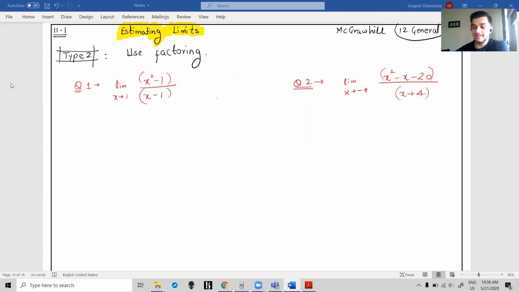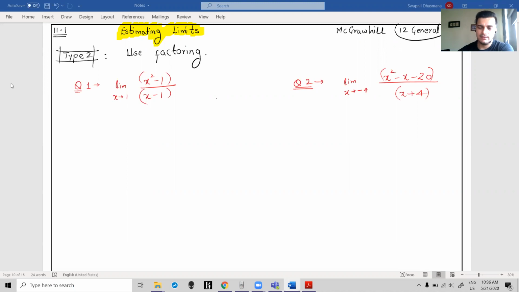As promised, this is the second video, type 2 of estimating limits. We are still trying to find out the value of the function when x goes to a certain value, when it tends to a certain value. What happens to the value of the function? That's what we are trying to find. Type 1 we already did, which was direct substitution. Now we are doing factoring.